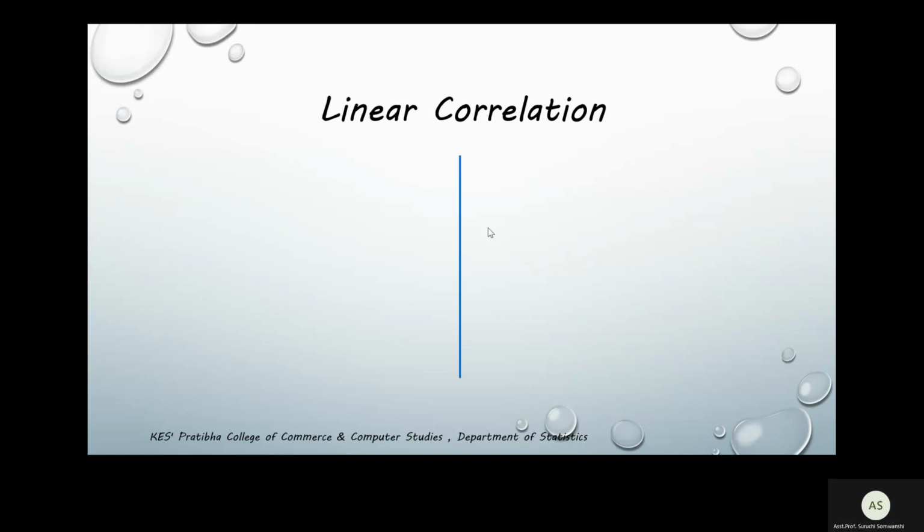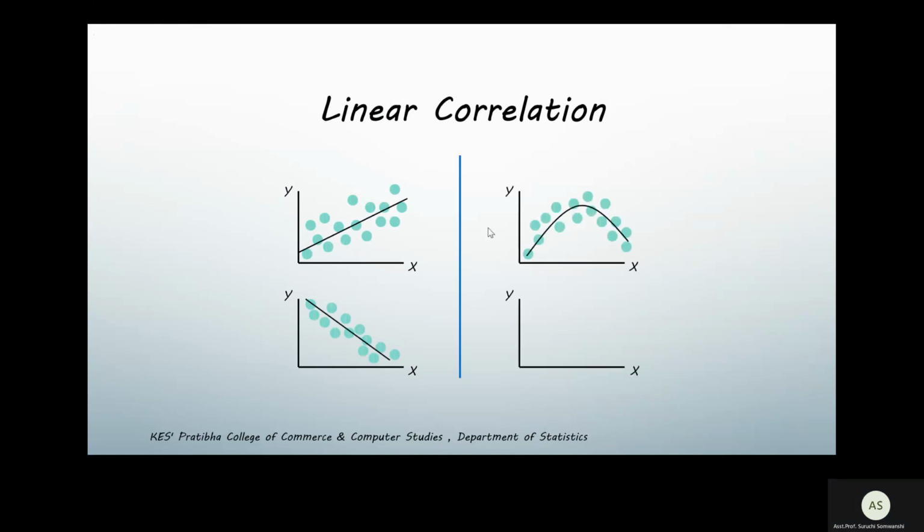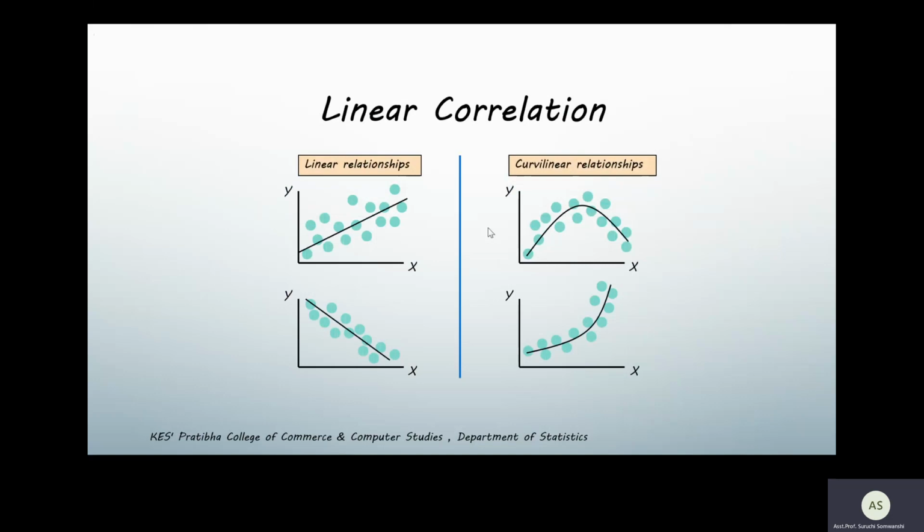Okay, if we are discussing linear correlation, then these types of scatter plots we can get for various types of data. The scatter plots on our left side show the linear relationship. If we have a linear relationship between two variables, then the scatter plots will look like these two plots. And if we have a curvilinear relationship between the two variables, then the scatter plots are going to look like this.